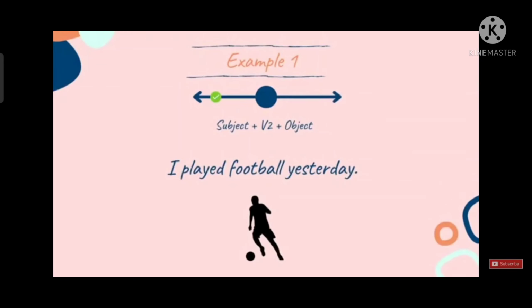I played football yesterday. My activity of playing football was completed yesterday. So we have used simple past tense here. So in the timeline, it will be shown on the left side with a green tick. Apart from that, look into the structure of the sentence. It follows the structure where I am the subject, played is the verb's second form, and football is the object. Also, time is mentioned as yesterday. I hope now we are clear on the structure and timeline of this tense.